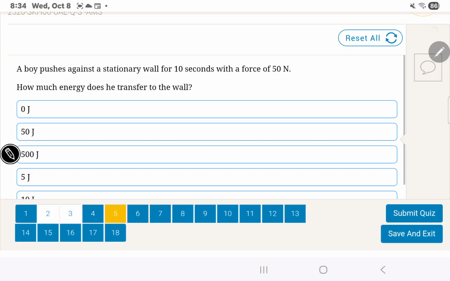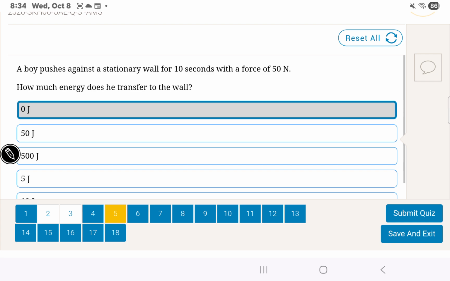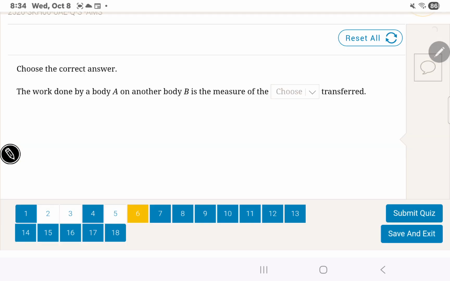Question number 5. A boy pushes against a stationary wall for 10 seconds with a force of 50 newtons. How much energy does he transfer? Okay, he's pushing against a stationary wall. Since the wall does not move, the energy transferred to the wall will be 0 joule. Question number 6. The work done by a boy A on another boy B is the measure of energy transferred. So work is equal to energy transferred.